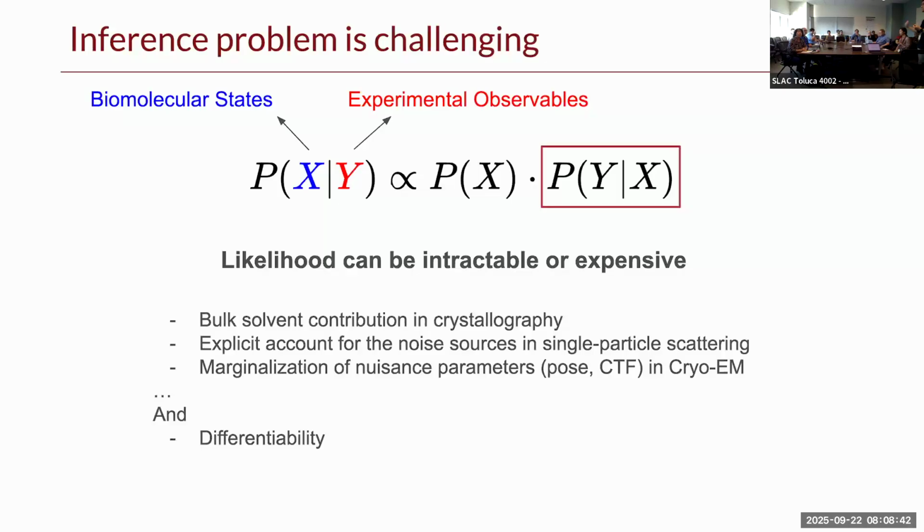And all this expense and intractability of the likelihood can point us to different techniques for how we can solve that. And more importantly, we have this differentiability requirement for the calculation, because in the following, if you want to connect this with the machine learning based approach, you will need some differentiability or gradient assistance in your sampling.